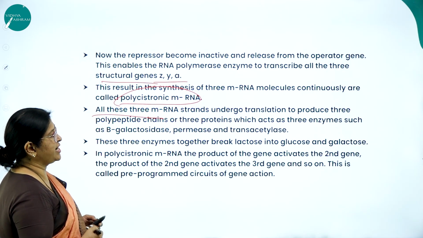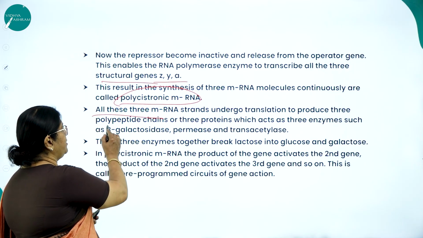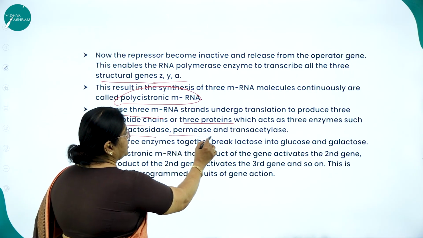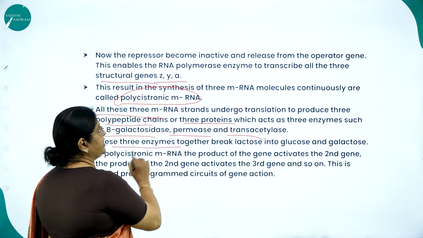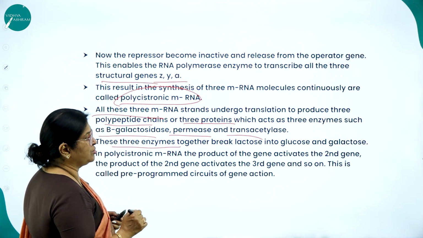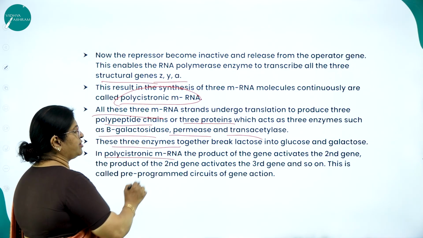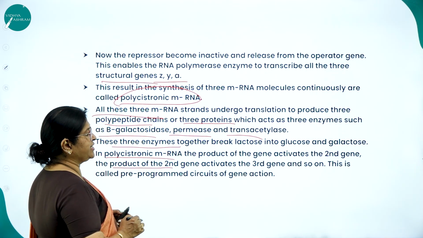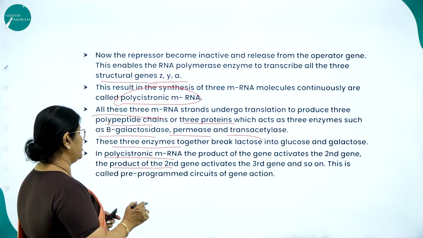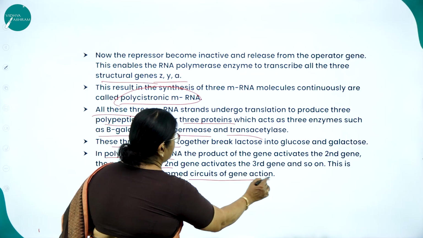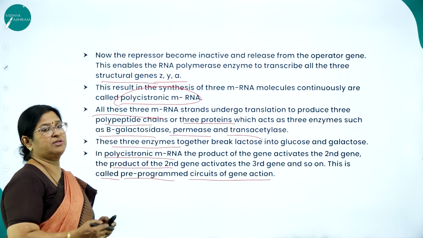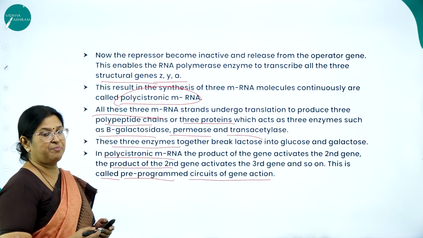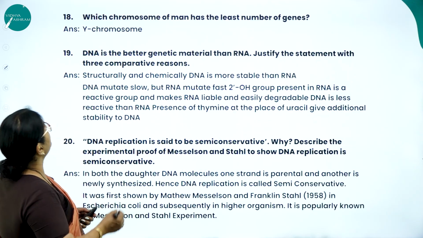This mRNA undergoes translation to produce 3 polypeptide chains, or 3 proteins, which act as 3 enzymes: beta-galactosidase, permease, and transacetylase. These 3 enzymes together break lactose into glucose and galactose. In polycistronic mRNA, the product of the first gene activates the second gene, the product of the second gene activates the third gene, and so on. So this is called the pre-programmed circuit of gene action. This whole lac operon concept is very important from the examination point of view, and appears as a 3-marker question. Moving on to the next question.